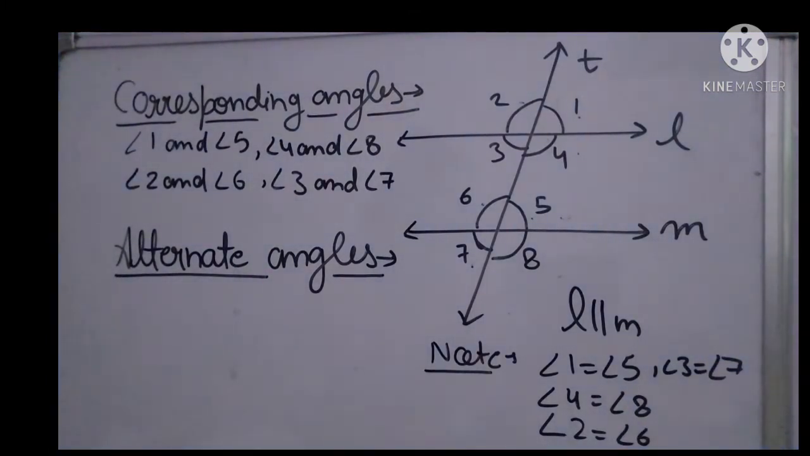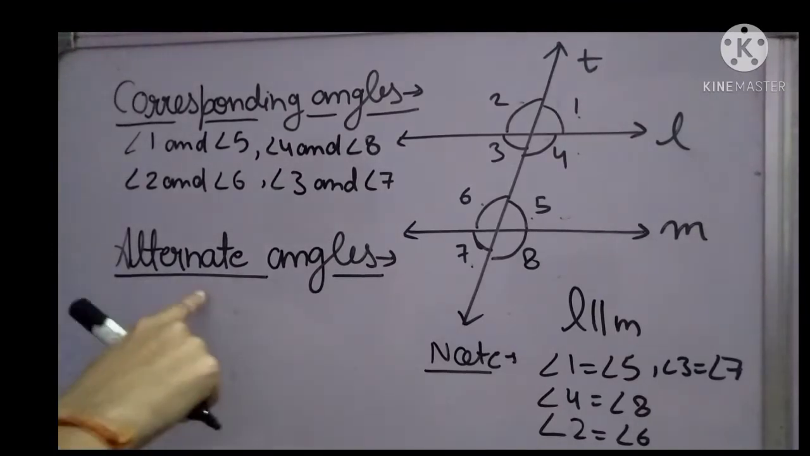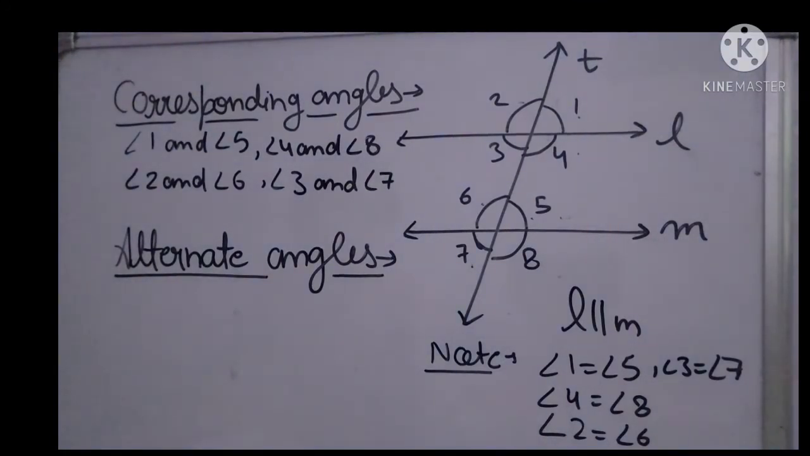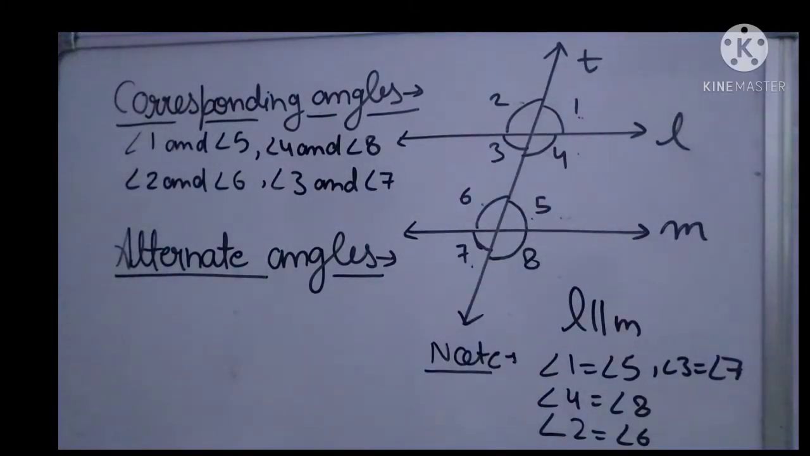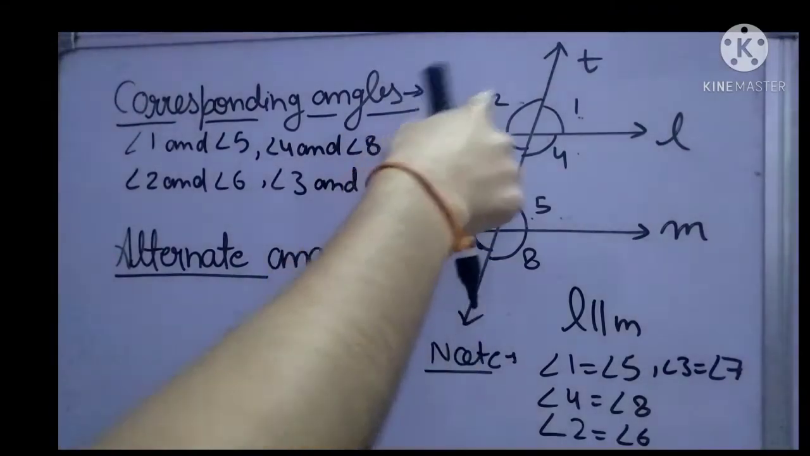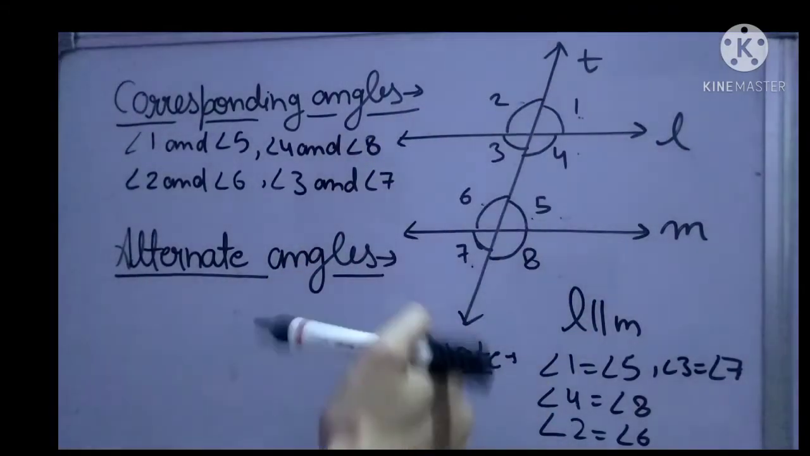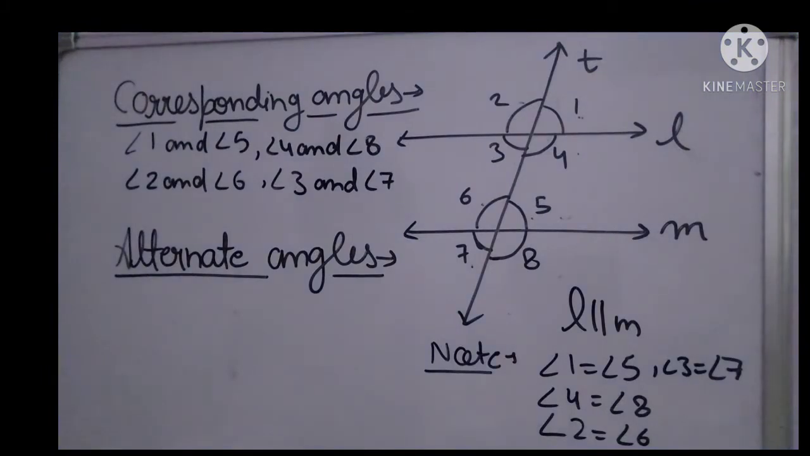Okay, now students, move on to the next angle. This is alternate angles. So now what are the alternate angles? The angles which are on the opposite side of the transversal but do not form a linear pair are called alternate angles. So in this example, angle 1 and angle 7, angle 2 and angle 8, these angles are on the opposite side of the transversal.